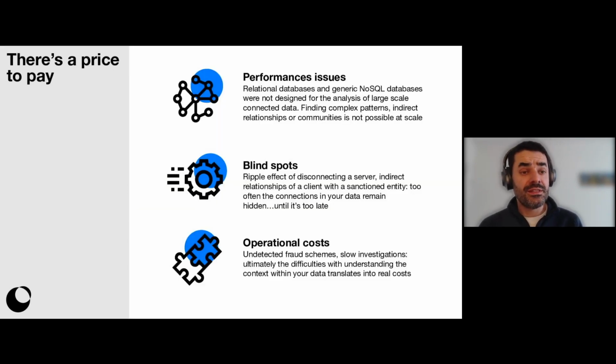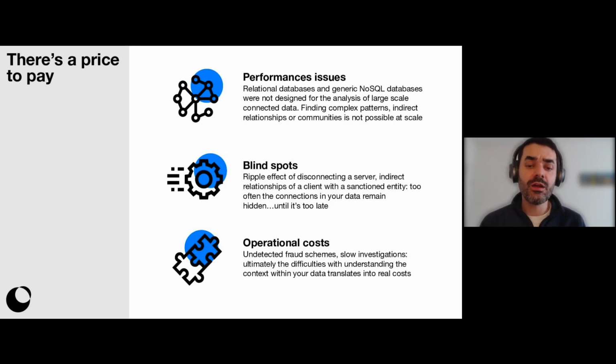And this means that there's also a price to pay with using outdated technologies and outdated tools. The first issue is performance issues. When you're using relational databases and generic NoSQL databases to analyze connected data, you're using technology that was simply not designed for the analysis of large-scale graph data. So it means that finding complex patterns, indirect relationships, identifying communities is simply not going to work at scale.